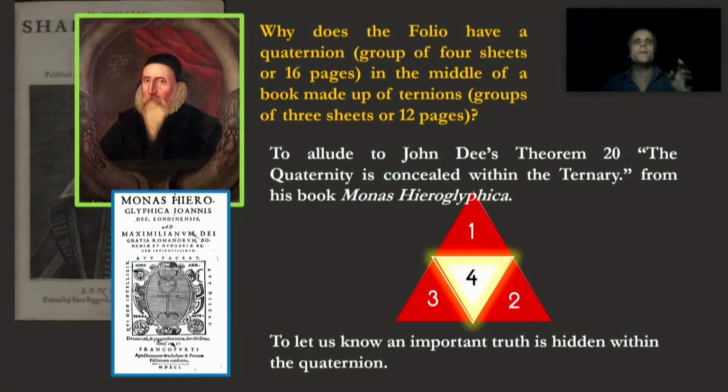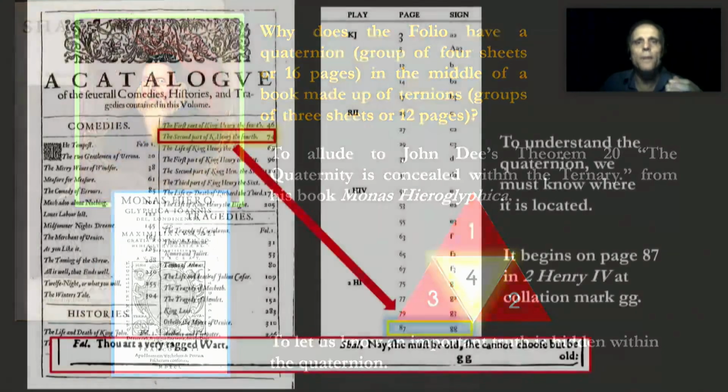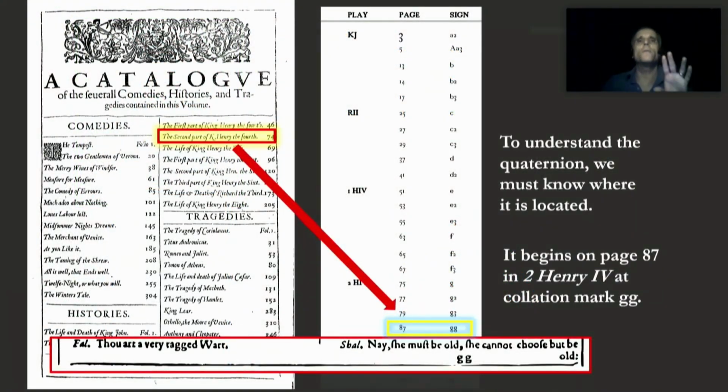We can therefore answer the question this quaternion poses. Why does the folio have a quaternion, a group of 4 sheets, or 16 pages, in the middle of a book made of ternions, groups of 3 sheets, or 12 pages? To allude to John Dee's theorem 20, the quaternity is concealed within the ternary from his book Monas Hieroglyphica, and to let us know an important truth is hidden within the quaternion. To understand the quaternion, we must know where it is located.